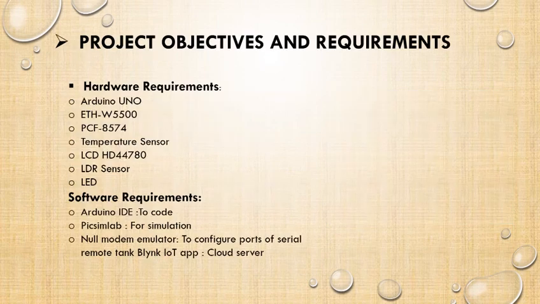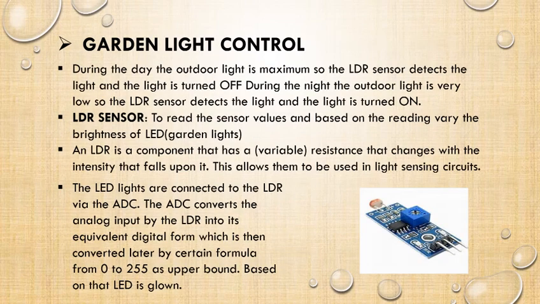Project objectives and requirements. There are two requirements, hardware and software requirements. In hardware requirements, we cover these topics, and in software requirements, we cover these topics. Garden light controller. During the day, the outdoor light is maximum, so the LDR sensor detects the light and the light is turned off. During the night, the outdoor light is very low, so the LDR sensor detects it and the light is turned on. LDR sensor. This is how the LDR sensor looks like.